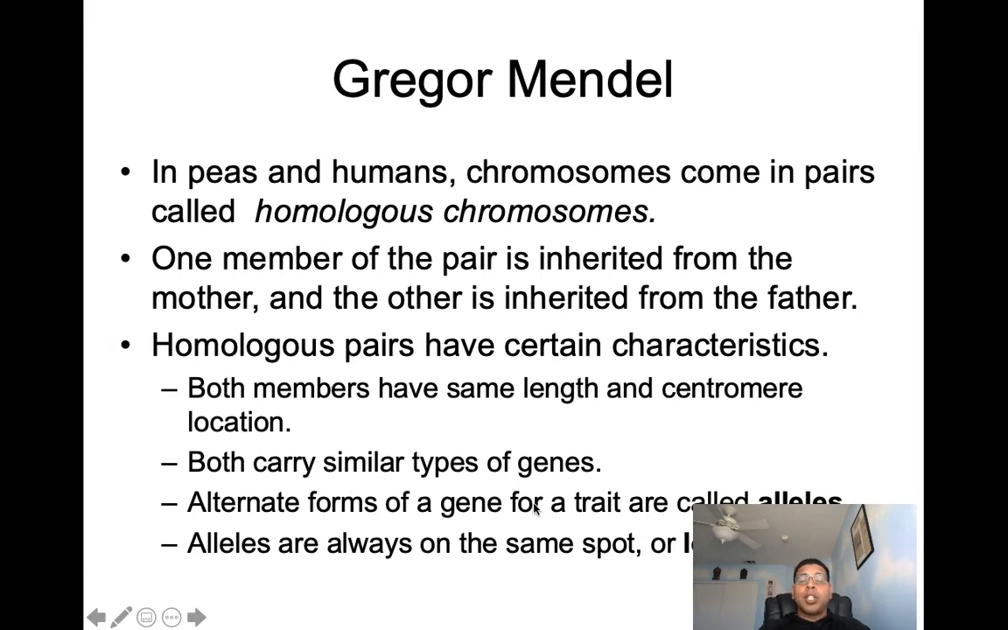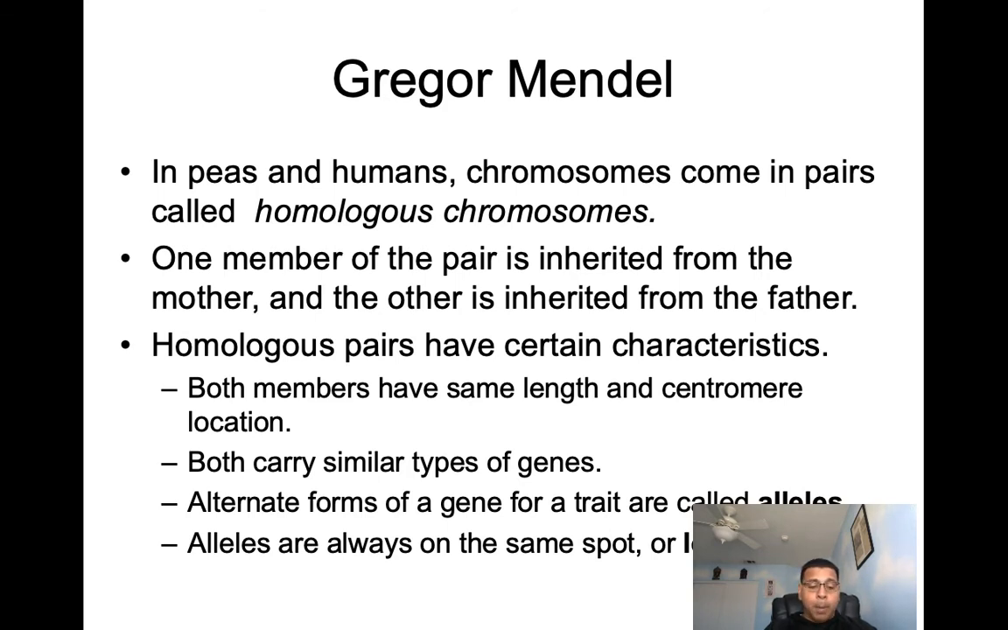Alternate forms of a gene or a trait are called alleles. So when we talk about alleles, I'd like you to know that alleles are a variant form of a given gene, or we can say they are an alternate form of a gene for the same trait. And they are called, again, alleles. So an alternate form of a gene for a trait is called an allele.